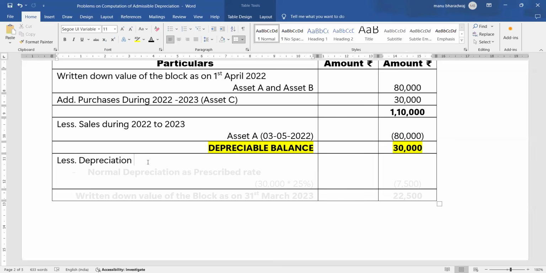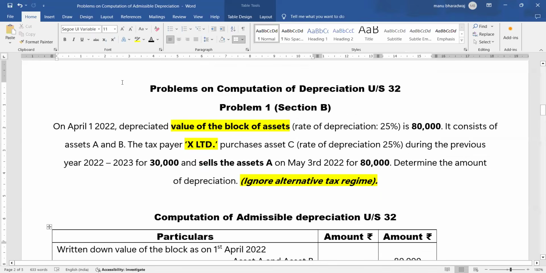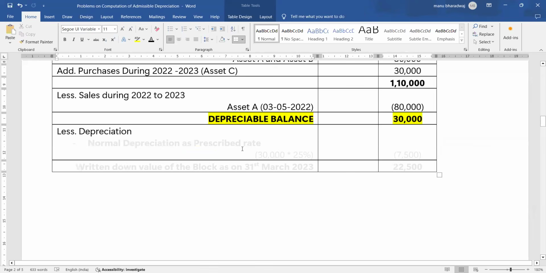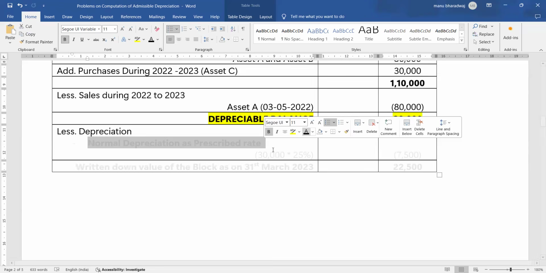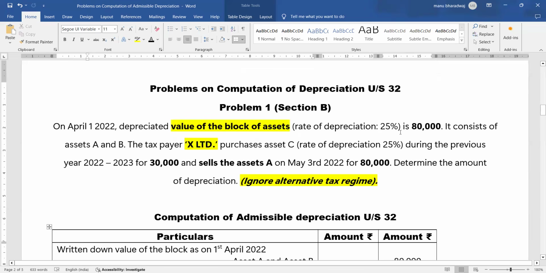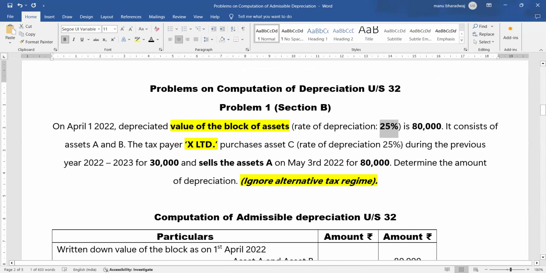So now we need to calculate depreciation. Since it is not plant and machinery, nowhere in the question have they told that the asset is plant and machinery, we will levy only normal depreciation at the prescribed rate. So what is the prescribed rate? 25% is the prescribed rate, as they have told that the depreciation rate is 25%.